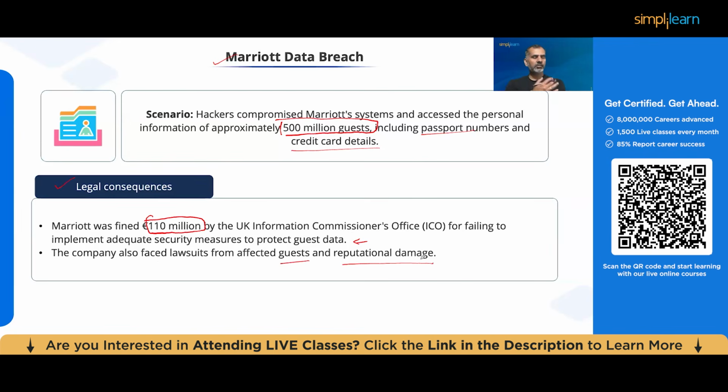So you can take these examples as case studies where we have seen some big data breaches and misuse of personal data, and then there are legal consequences faced by these organizations. Does anybody know any other scenario similar to these two scenarios?